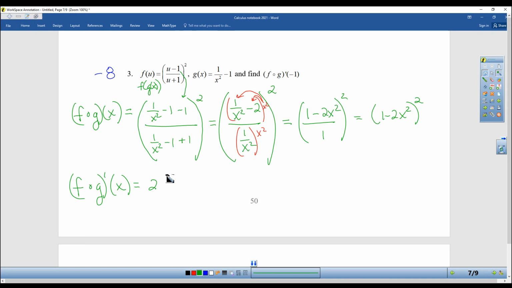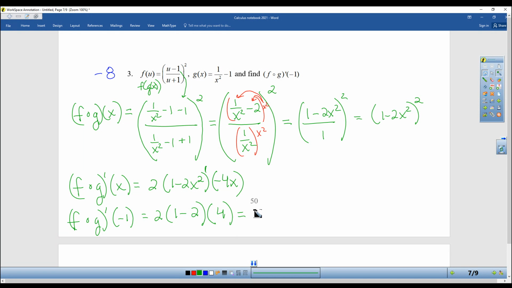That gives me 2 times 1 minus 2x squared to the first times the derivative of the inside. That was easier, in my opinion, than FOILing. They want to know f of g prime at -1. So I have 2 times 1 minus, now since -1 is being squared, it's +1. +1 times -2 is still -2. And -4 times -1 is +4. So now I have 2 times -1 times 4, which is -8, which is the answer. I hope you tried that one on your own. It's still really tough, though.